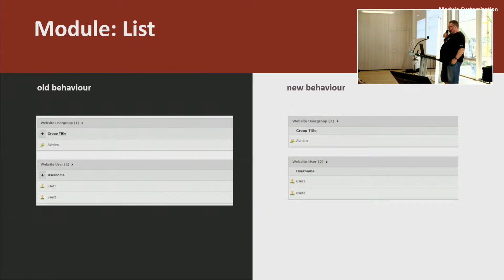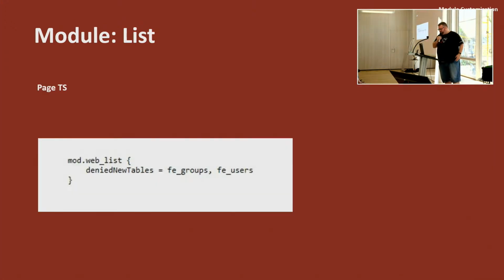Next, we have many pages with FE users. They come from the Active Directory, and when some editors want to set new FE users, sometimes you have a problem. You can disable it, not via the permissions, but via the options. It is the same in any other table, with the denied new tables option.